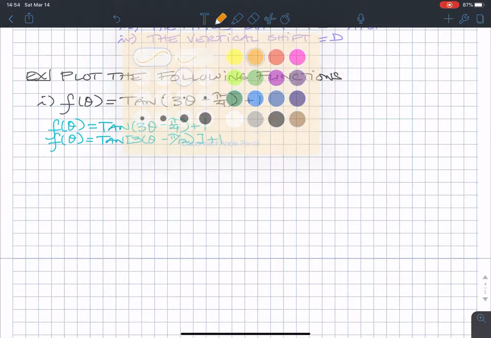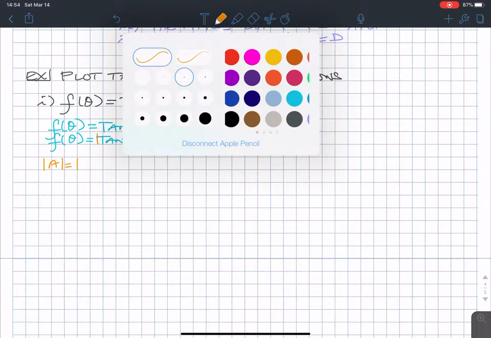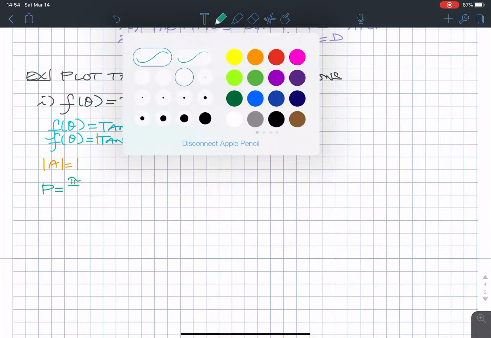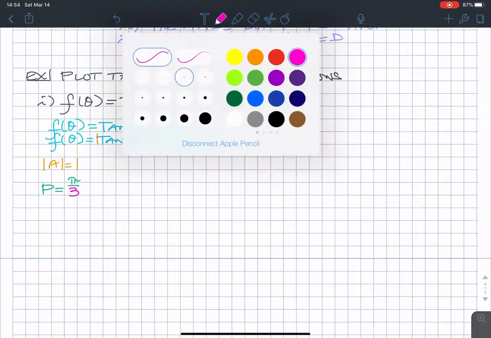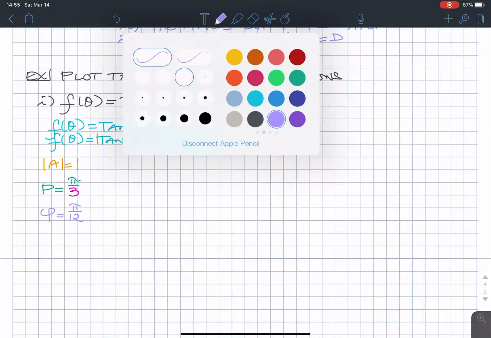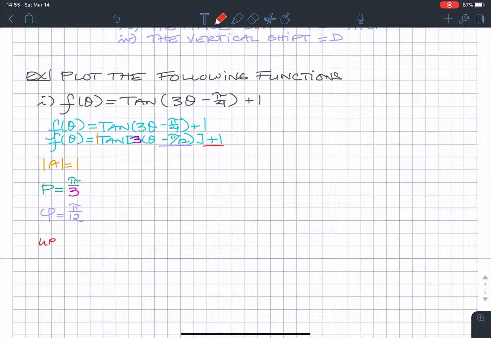So the amplitude here is still 1, so that's a coefficient. The period, remember, for tangent and cotangent is simply pi, so that's going to be pi over the coefficient, 3. The horizontal translation, or the phase shift, is counterintuitive, so that's going to be to the right by pi over 12 units. And last but not least, the vertical translation is going to be up 1.